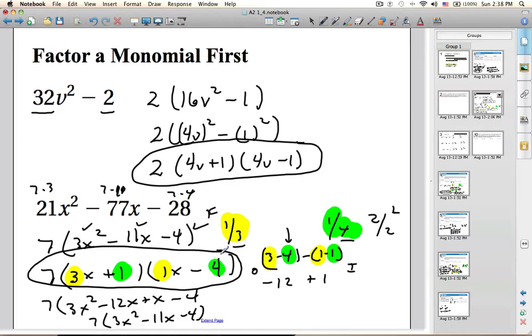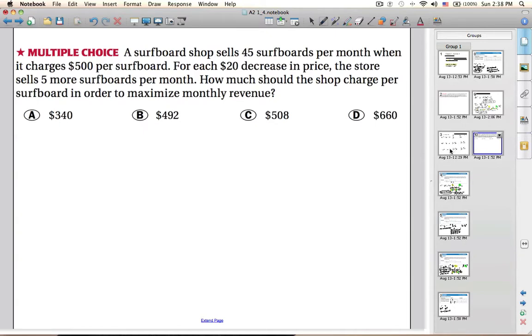Okay, so after you factor a monomial out, then you continue on with the things that we've already learned. It's just that factoring the monomial out makes the number smaller. Sometimes if you can factor the variable out of each term, it makes the polynomial smaller, and it makes everything a little bit easier. Okay, to finish up, let's go back to our problem with the surfboard.